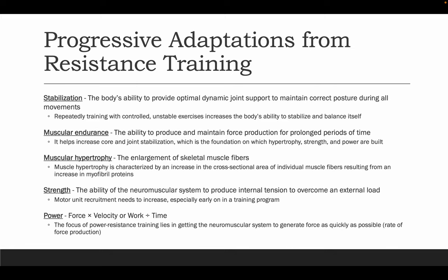Power is a combination of force times velocity, okay, divided by time. All right, force times velocity. Or what force times velocity is actually called, work divided by time. So it's F times V divided by T. All right, now power, very explosive, being able to generate force very quickly and overcome high loads, low loads, whatever it may be.